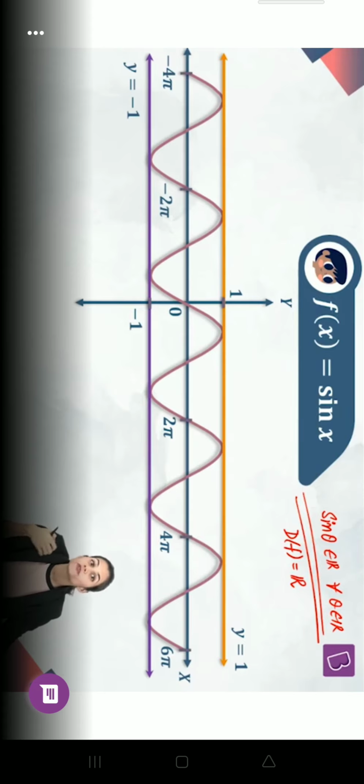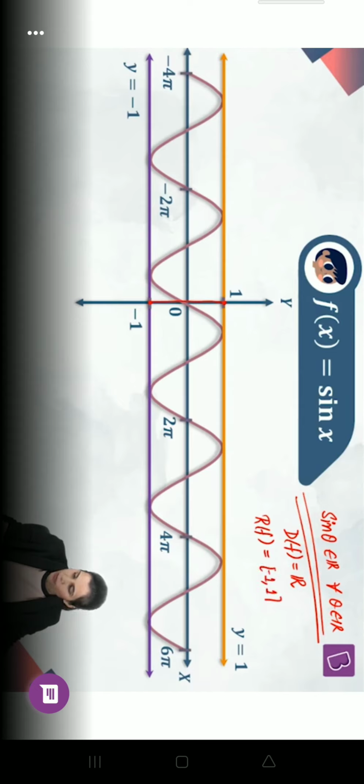And hence we have some amazing observations about the sine function that, as justified, its domain is the set of all reals. Its range is the closed interval minus 1 comma 1. That means its minimum value is minus 1. Maximum value is 1. So sine cannot exceed 1 and sine can never be less than minus 1. Remember this.